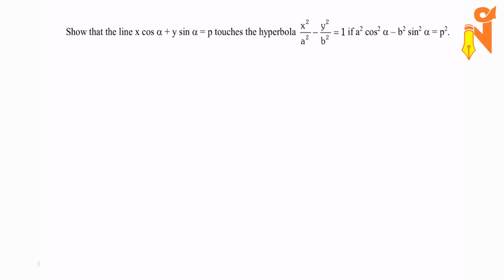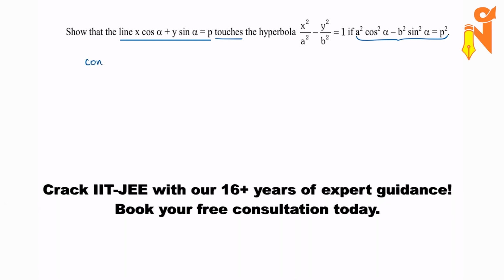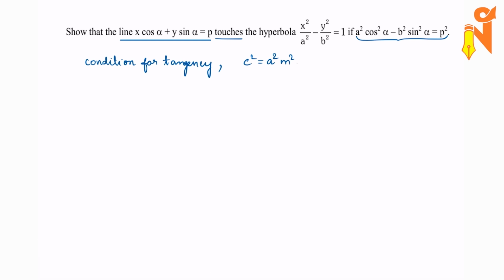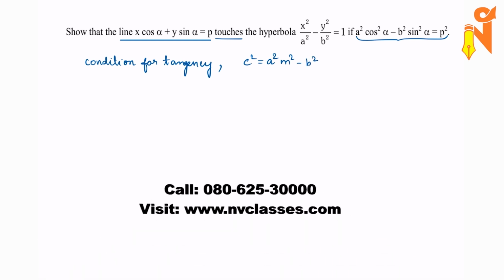Please pause the video and try from your end, and then you can see the solution. Show that the line touches the hyperbola if it is this. You have to prove this. So we know that the condition for tangency, c square is equal to a square m square minus b square, where c is the y-intercept and m is the slope of the line.